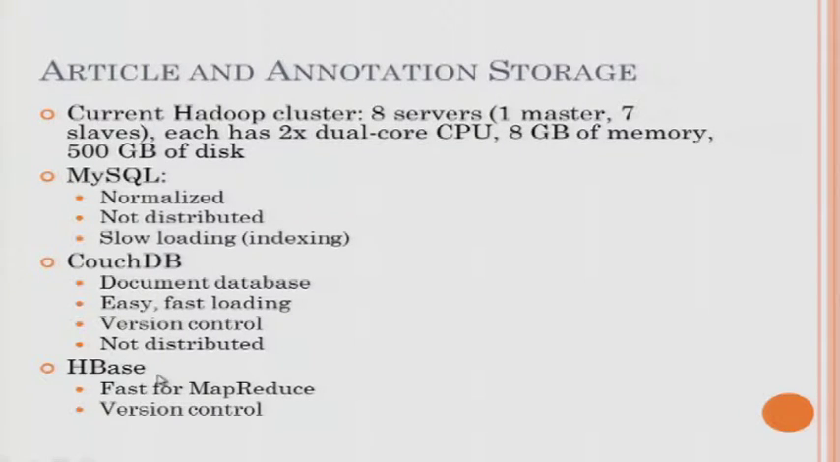Finally, we settled on HBase. HBase is very fast for MapReduce because a lot of the IO is only reading from the local disk. There isn't much network data transfer. It also supports version control, so we can load old data or new data without trying to verify which one is old or which one is new. The newer one will always be stored.